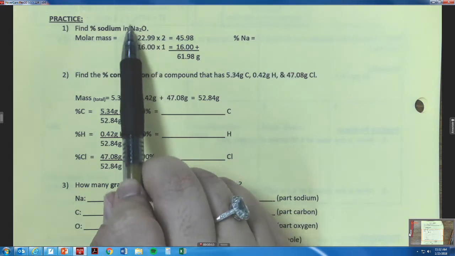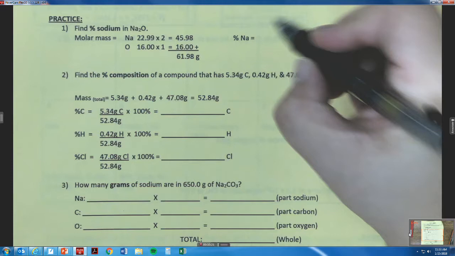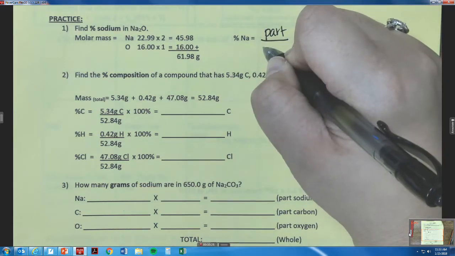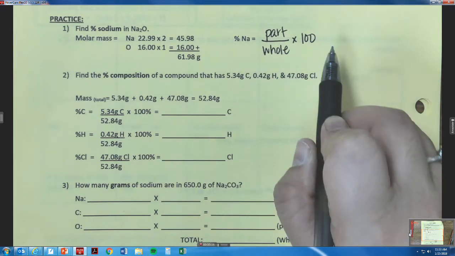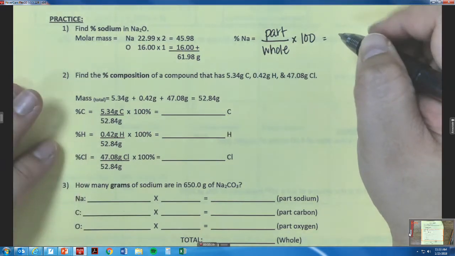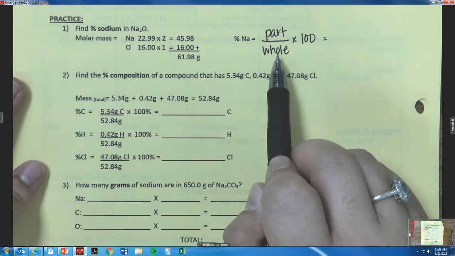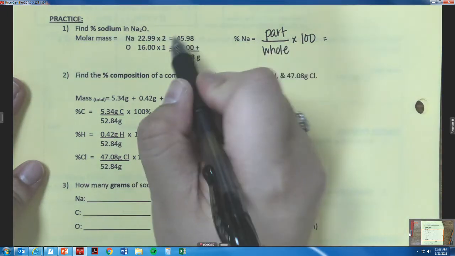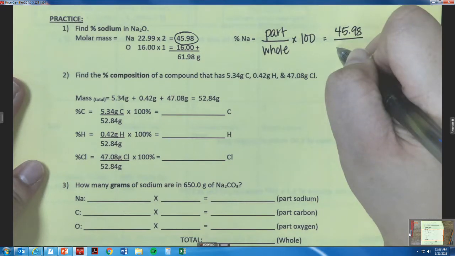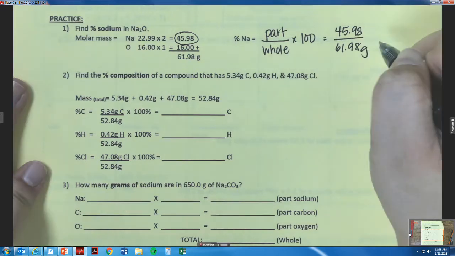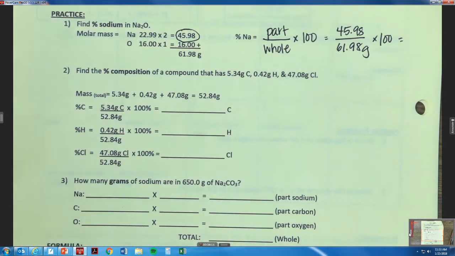But remember, we're only looking for sodium, not the whole compound. So to determine the percent of sodium, we're going to take our part and divide it by our whole, and then multiply that by 100 because we want a percent. When we fill out our equation, sodium is part of sodium oxide, so the part would be 45.98, and our whole would be 61.98 grams. Then we multiply to get a percentage, and I believe my answer is different from my key.